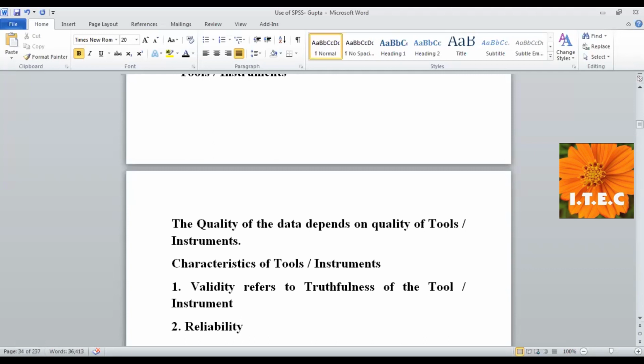So reliability refers to consistency. Consistency of measurement or assessment.